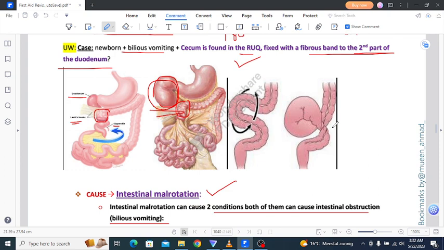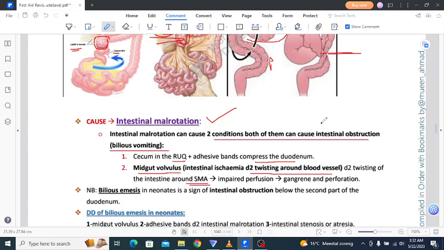And the second thing is, when midgut volvulus is there, suppose this is the anterior wall of the gut, and here we have the posterior wall of the gut. The superior mesenteric artery is coming in the posterior mesentery and supplying like that. If there is a volvulus, the superior mesenteric artery will be compressed in this twisting of the bowel, and ultimately there will be ischemia. So midgut volvulus is intestinal ischemia due to the twisting around the superior mesenteric artery that will lead to impaired perfusion, and gangrene and perforation will be there.